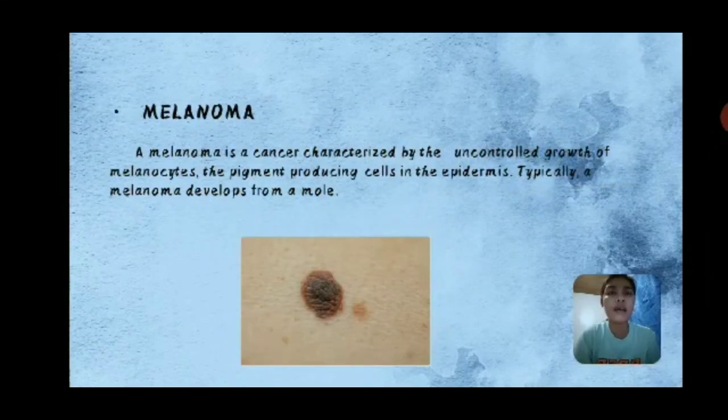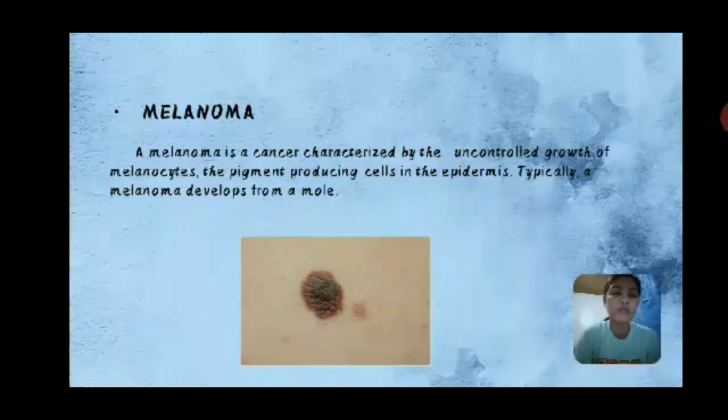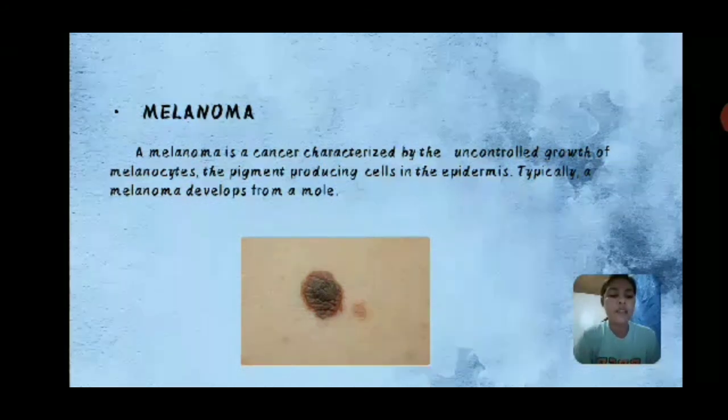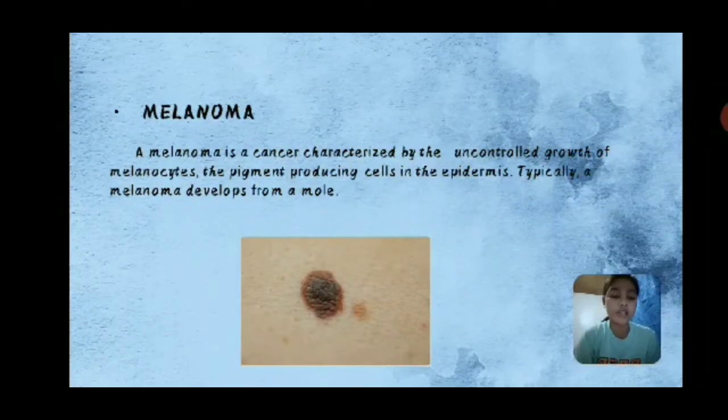And lastly is melanoma. Melanoma is a cancer characterized by the uncontrolled growth of melanocytes, the pigment-producing cells in the epidermis. Typically, a melanoma develops from a mole. It is the most fatal of all skin cancers, as it is highly metastatic and can be difficult to detect because it has spread to other organs. Melanomas usually appear as asymmetrical brown and black patches.